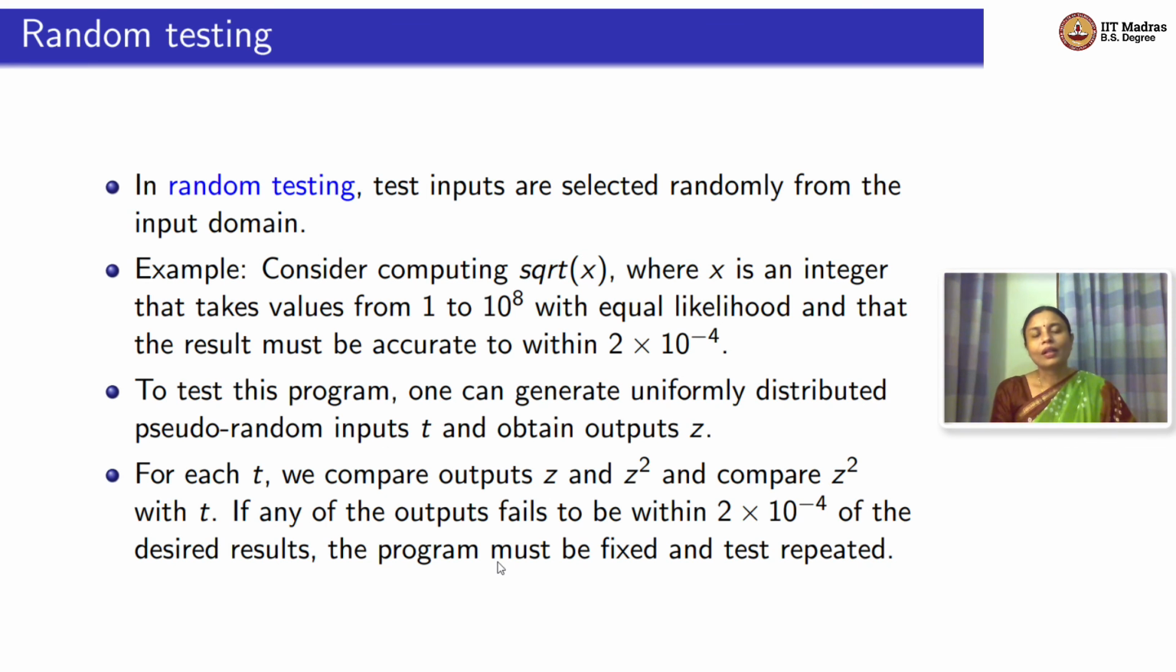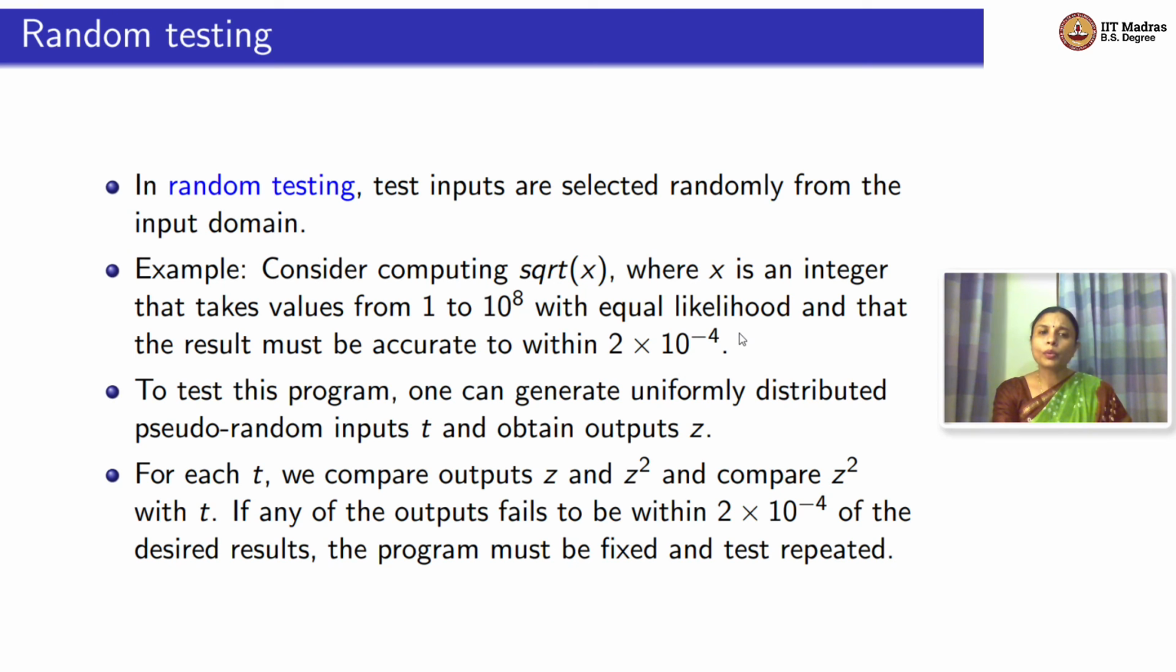The last kind of functional black box testing, which I would like you to briefly understand, is random testing. As the word says, in random testing, you'd have no specific ways to select inputs. You select test inputs randomly from the input domain. You might wonder, what is the use of such a thing? It's still useful. For example, suppose you had a function that was supposed to compute the square root of a number x. Let's say x is a number that can take values from 1 to 10^8 with equal likelihood. And you want the square root function to give you a result which will be a decimal number with decimal places, but its accuracy must be within 2 x 10^-4.